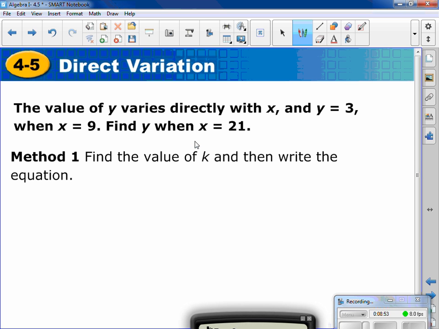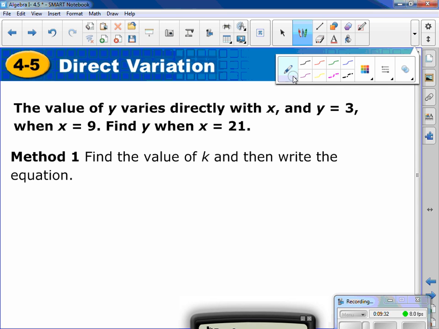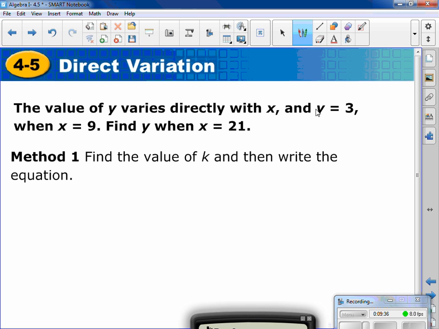Here's the other type of way you'll see direct variation. The value of y varies directly with x. Direct variation. y is 3 when x is 9. Find y when x is 21. Just like pretty much everything else, there's a couple ways to solve this problem. First method is to find k and then write the equation. I can find k with what is given to me. We know that y is 3 when x is 9.